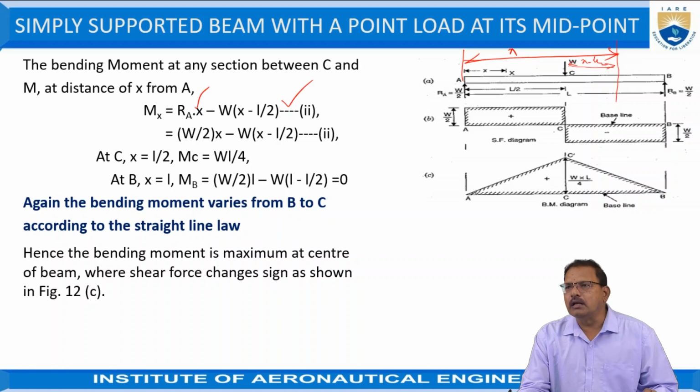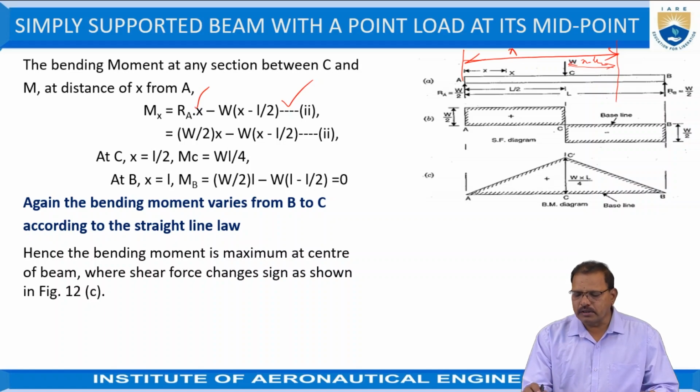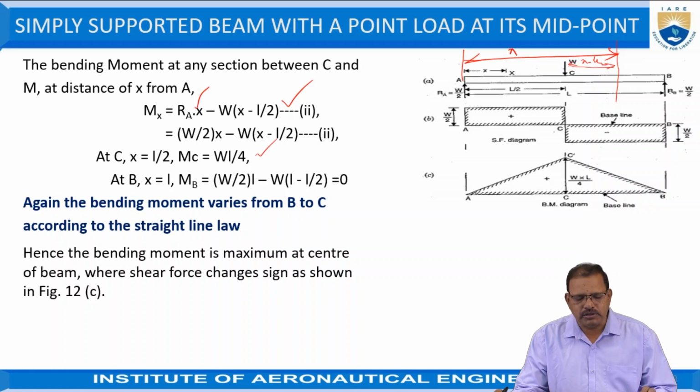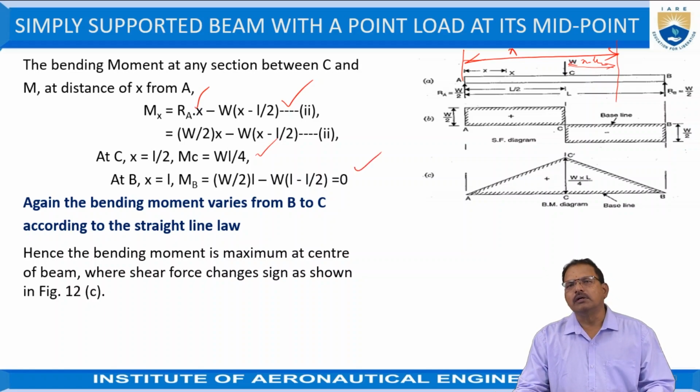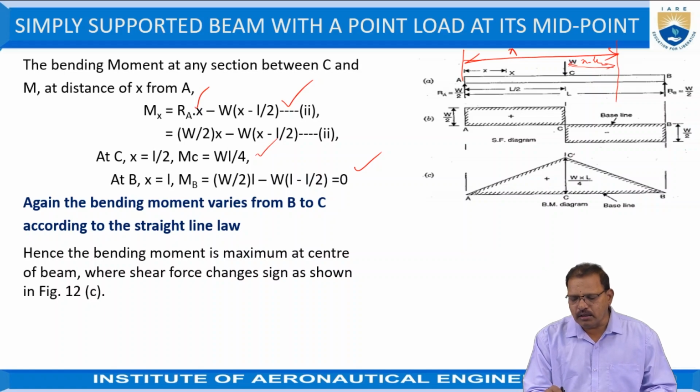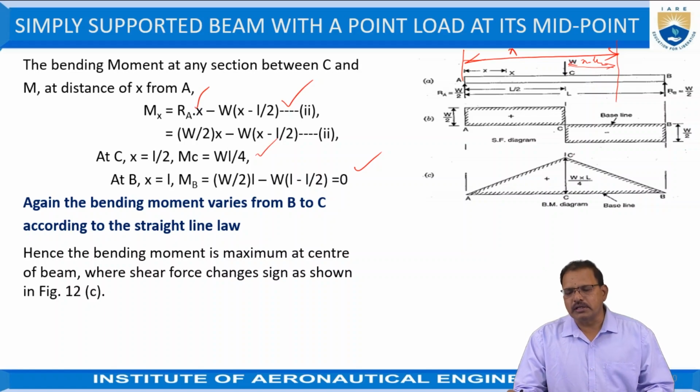So when x is equal to L by 2, that means the midpoint, we already got WL by 4. But when x is equal to L, it becomes 0 again. In other words, at the free ends A and B, the bending moment is 0, and it has the maximum value of W into L by 4 at its midpoint. From A to C it follows the straight line law. Similarly, from B to C it also follows the straight line law.